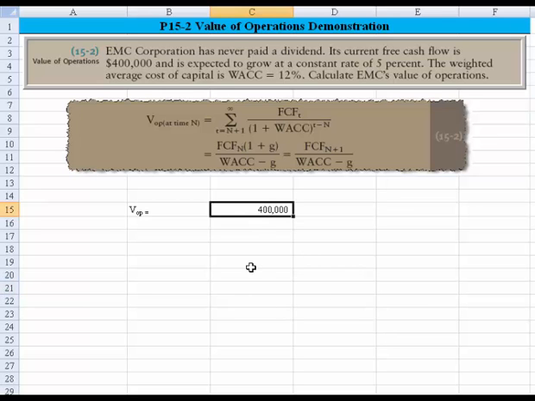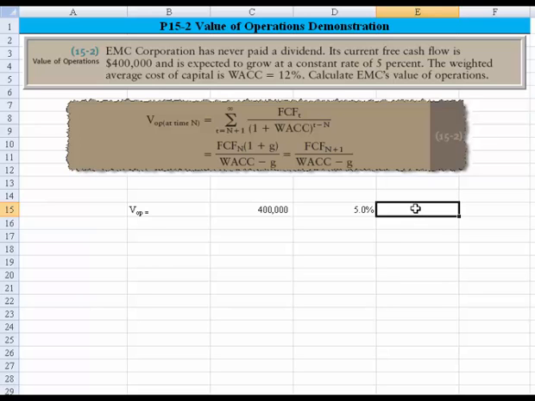Okay, so let's start off. We need to put in the $400,000 of its current free cash flow. Then we need to multiply that by the growth amount, which is 5%. I'll just enter it as a percentage. Let's format that so we can see that. And I'll even take it to 1 decimal so it's clear that there's nothing hiding there.